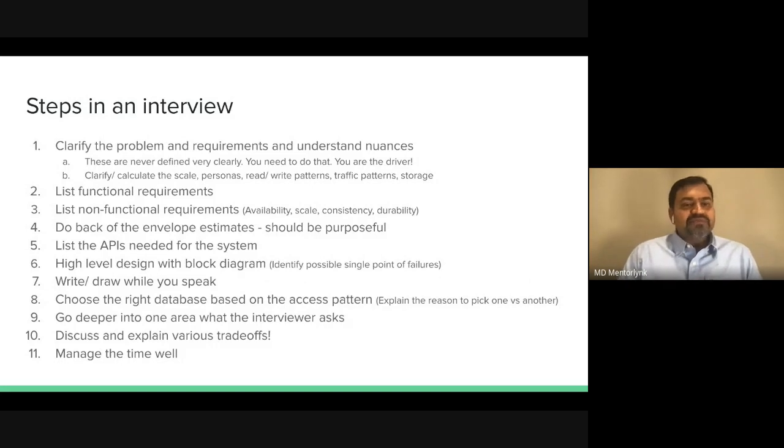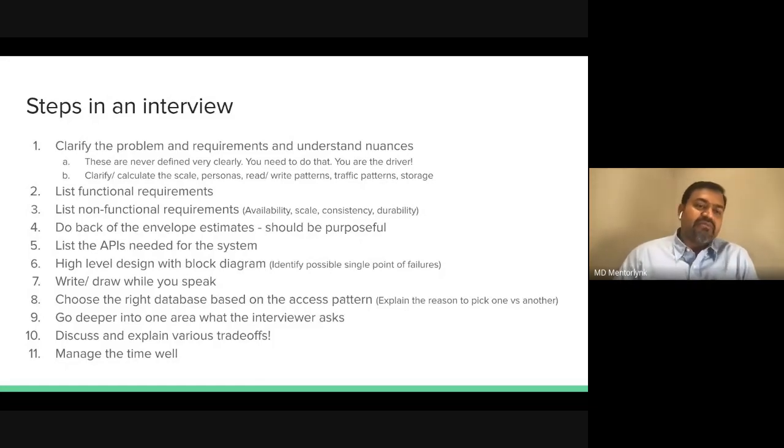Let's jump on to the steps in a system design interview. These are the steps I put together based on a lot of mock interviews I've done for my students, as well as at work. I've taken, I don't even remember how many, 200 or 300 interviews in my career, but it's just a set of steps which will help you.